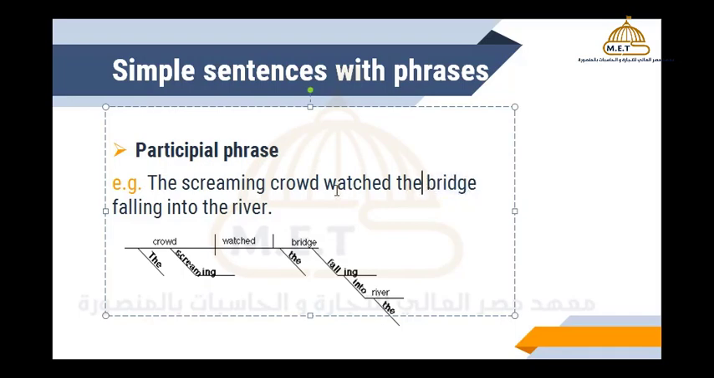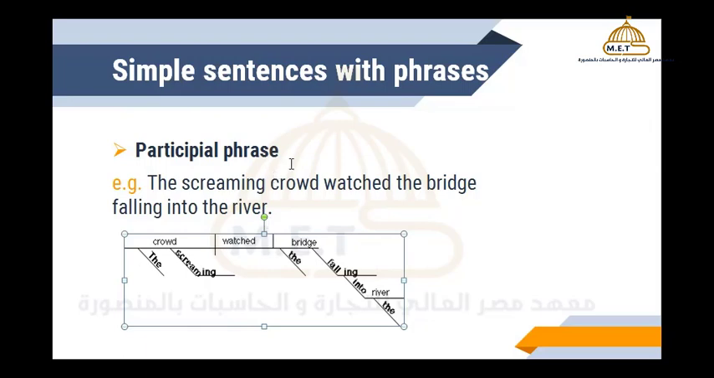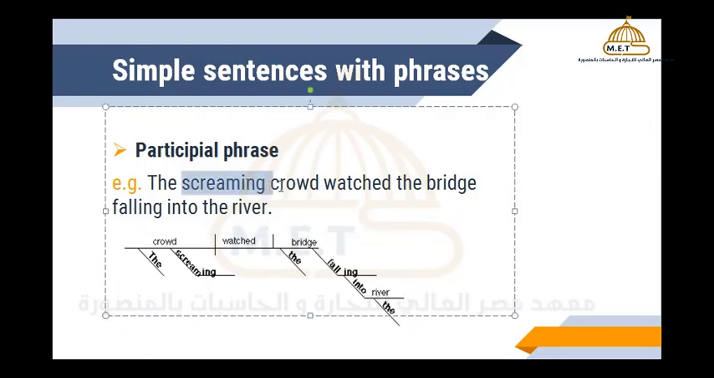And the articles, we know how to write it in screaming and in the bridge. The participle phrase is screaming. This is the first one, screaming, crowd. And the second one is falling, starts from falling. So screaming and falling are not verbs here, they are participle phrases.